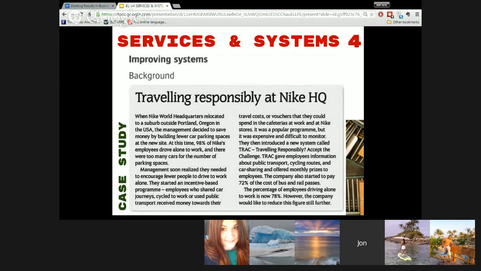Yes. Management soon realized they need to encourage fewer people to drive to work alone. They started an incentive-based program. Employees who shared car journeys, cycled to work, or used public transport received money toward their travel costs or vouchers that they could spend in the cafeterias at work and at Nike stores.